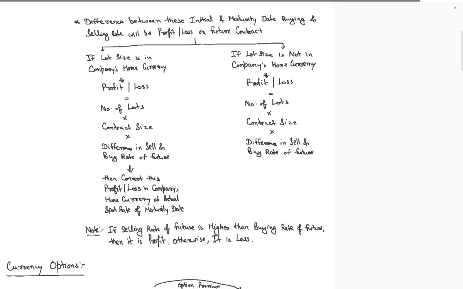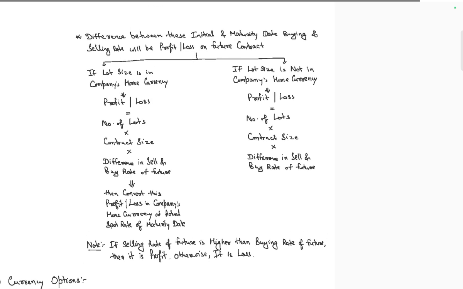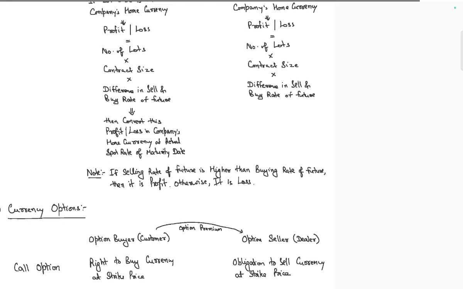If the lot is in the company's home currency, profit and loss is number of lots into contract size into the difference in selling and buying price, converted; this is the profit and loss of the company. If the lot size is not in the company's home currency, then profit and loss is equal to number of lots, the contract size, and the difference in buying and selling. If the selling rate of the future is higher than the buying rate of the future, then there is a profit, otherwise it is a loss. Okay.